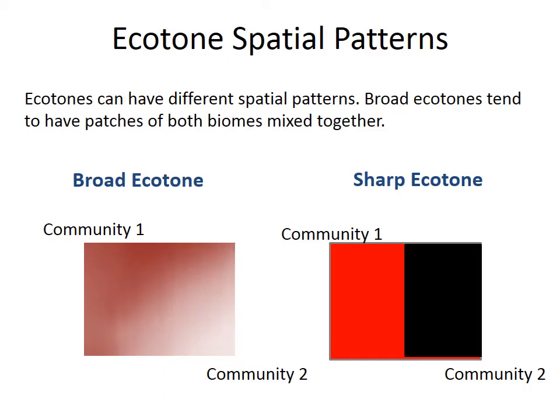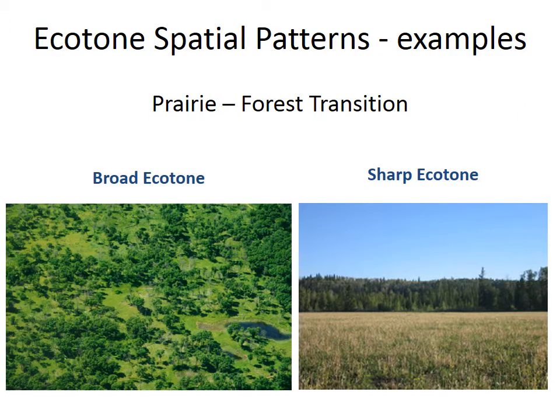Ecotones can have different spatial patterns. Broad ecotones have patches of both biomes mixed together over some area. It can be tens of miles or even hundreds of miles in width, whereas other ecotones can be quite sharp. Here's an example of prairie forest transition that's broad, on the lower left, where there are patches of forest mixed with patches of grassland, and then the right picture shows a very sharp transition from forest to grasslands.